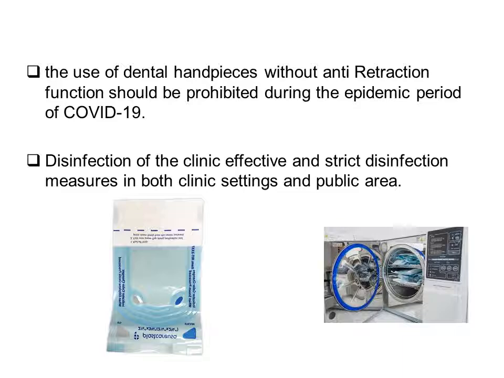Using a dental handpiece without an anti-retraction function should be prohibited. Some turbines are cheap turbines. They don't have the anti-retraction valve inside, which means that when you finish working on a patient, especially if you don't care about dryness, some of the fluid from the saliva will enter inside the turbine handpiece.